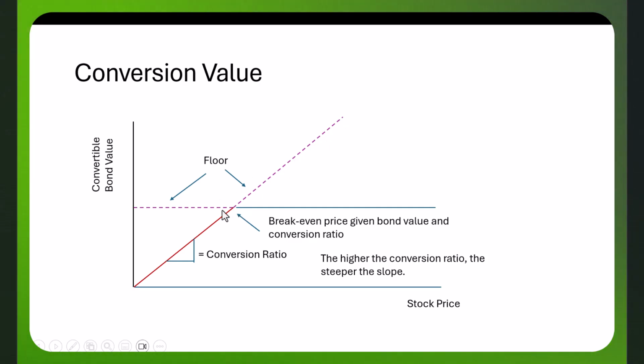This looks like a call option, right? With the strike price here at this break-even point. And this sets the floor for the value of the bond. If it was just a straight bond, it would be this flat line. But if it crosses the correct stock price, a high enough stock price, the conversion has value, then you have this option to convert. And again, this looks very much like a call option.